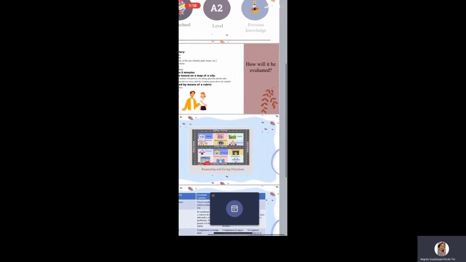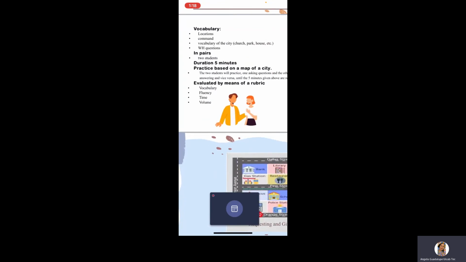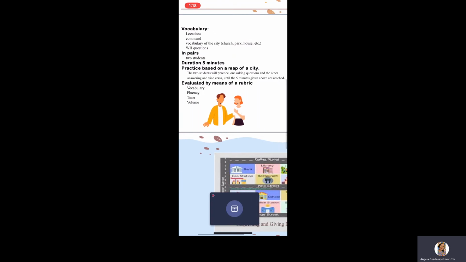So, how will it be evaluated? I evaluate the vocabulary of location, commands, vocabulary of the city, and the WH questions. For example, where is the bank? Where is the church? Where is the school? This evaluation is in partners and lasts 5 minutes. It's a practice based on a map of a city. Two students will practice, one asking questions and the other answering, and vice versa, until the 5 minutes are up.